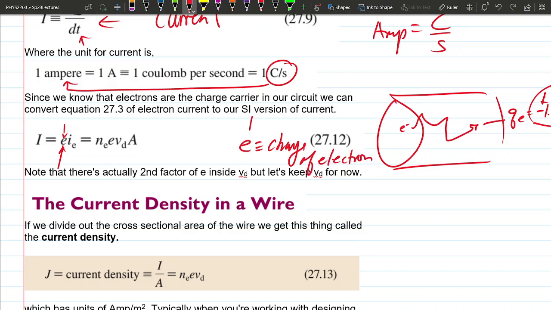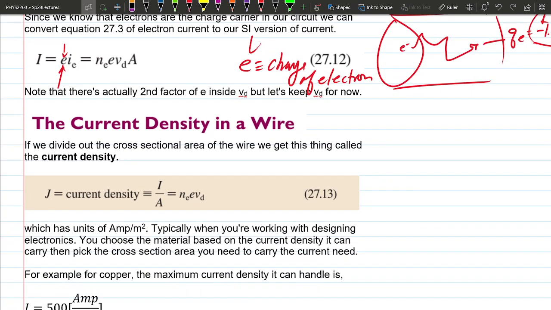Okay, so be careful with this E, okay? So with that, we now have our proper definition of what a current is in SI units. So this is the equation that you're going to use in SI units.